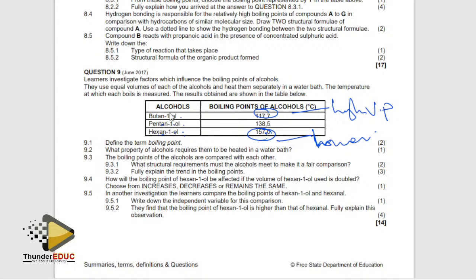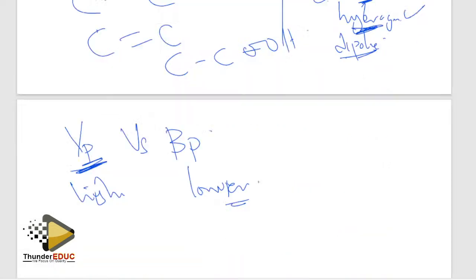Yeah, well, this one still has the same type of bonds, but it has a higher number of carbon atoms. So the London forces are much greater than in butan-1-ol. You understand? And then it's going to require lower temperature or lower heat to break those bonds. Hence, the boiling point is going to be lower and the vapor pressure is going to be a little bit higher. So I think I'm done with that, unless you have any question.